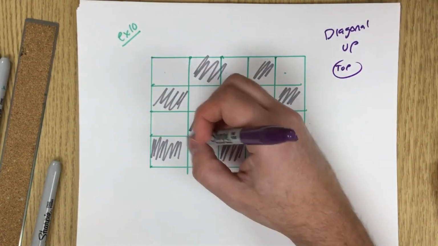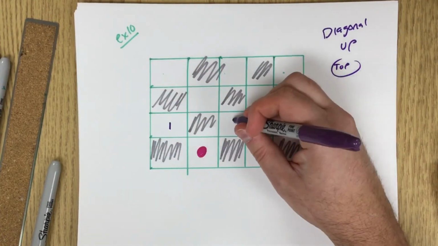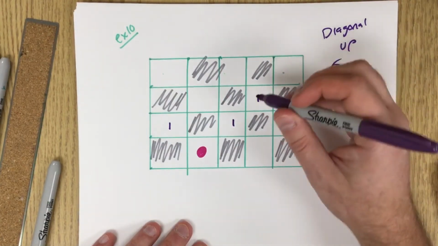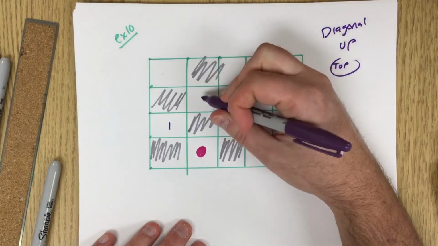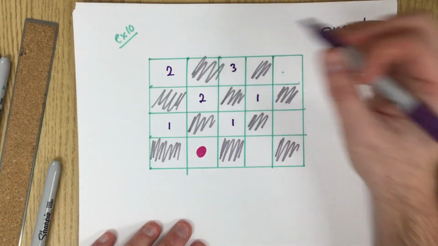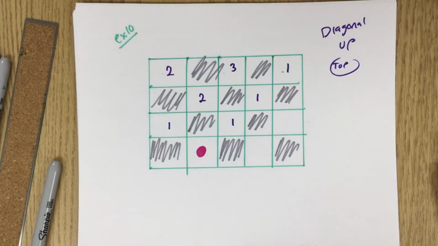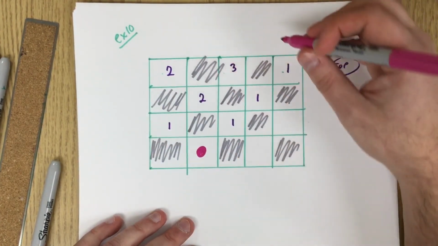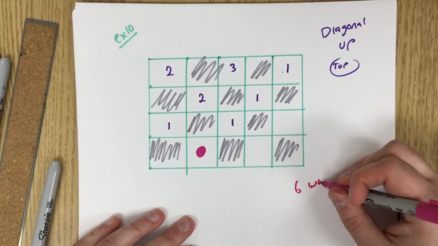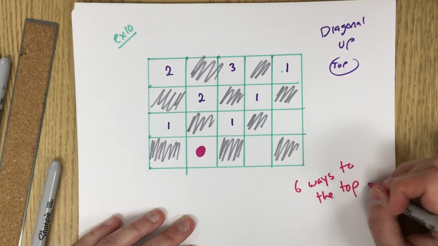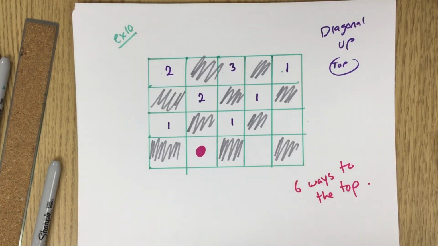So this thing, there's essentially one way for it to go there, one way for it to go there. One way for it to go there, and these two guys could go over there, 2 ways. 2 ways to get there, 3 ways to get there, 1 way to get there. And as a total, 2 plus 3 plus 1 would be a total of 6 ways to the top. And that's path counting.